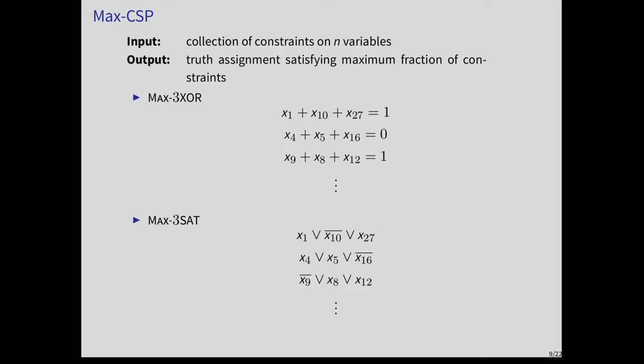There are two famous examples: Max 3-XOR and Max 3-SAT. In Max 3-XOR, we have linear equations with 3 variables per equation. We want to find a Boolean assignment, a 0-1 assignment, to satisfy the maximum fraction of equations. Another example of max CSP is Max 3-SAT. We are given a formula in conjunctive normal form. We want to find a truth assignment to satisfy the maximum fraction of clauses.